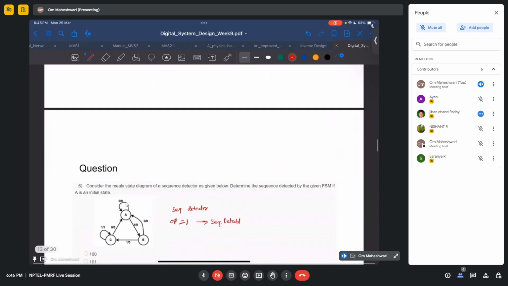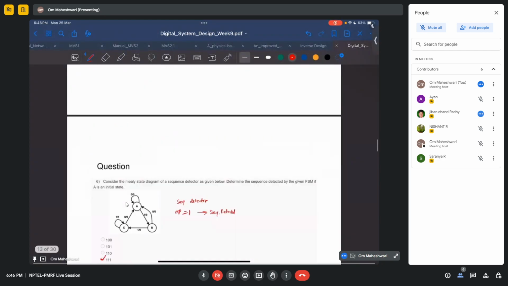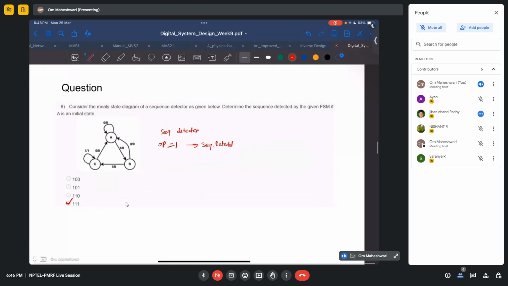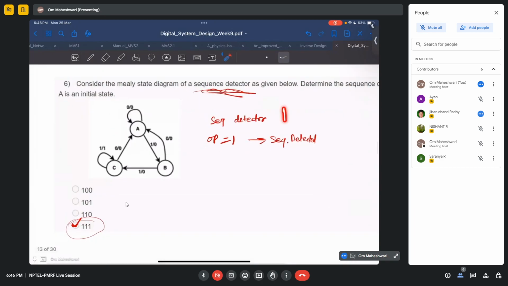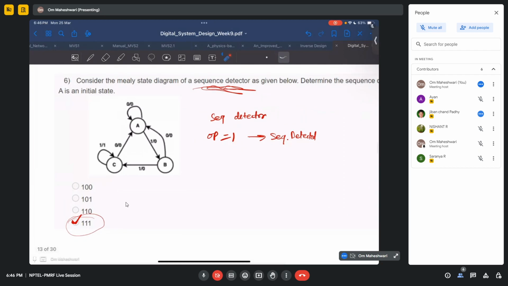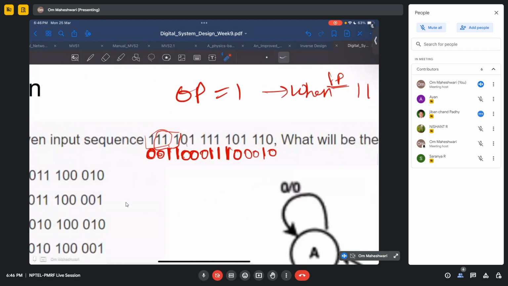So both of these questions are related, the previous one and this one. We're still talking about the sequence detector, which is used to detect 111, right? So we have seen that when there will be a sequence of 111, then only output will be 1. So we just have to see the input series. Whenever we get three ones, your output will be 1.